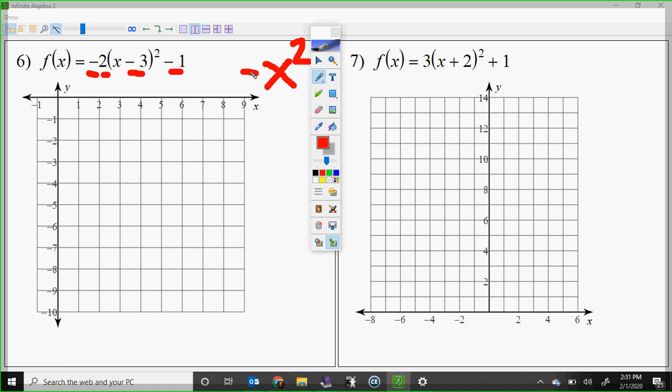What would just negative x squared look like? Negative x squared would start at 0, 0, and then flip down, so it would go positive 1, negative 1. 2 squared would give me 4, 3 squared would give me 9, and then I'd move off my graph. Well, I got to stretch those by 2 and then move right 3 down 1.